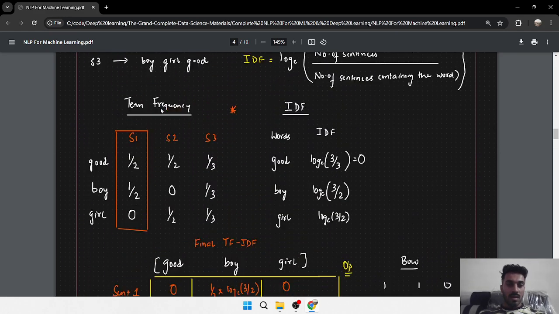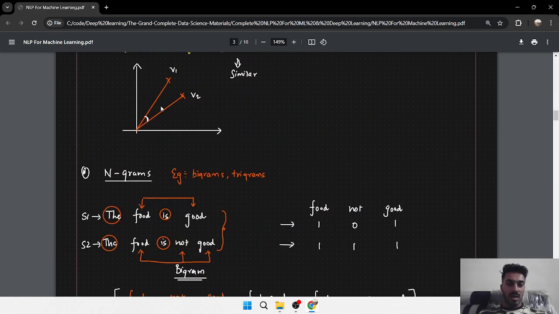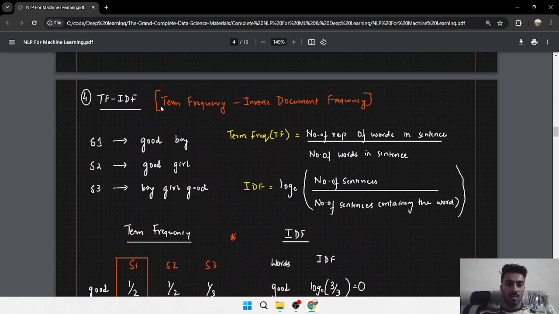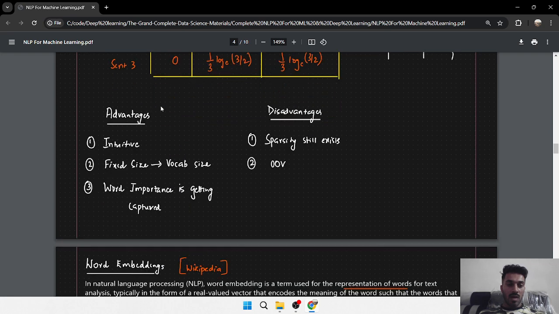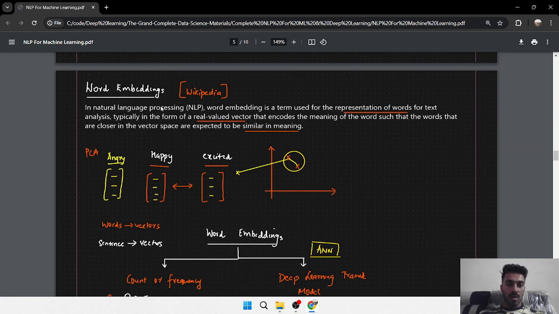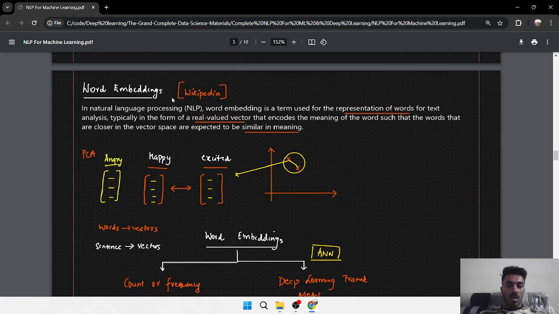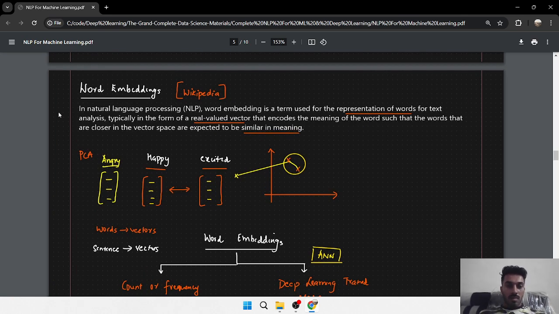We have done all of this text pre-processing and everything, and also we have done TF-IDF, term frequency inverse document frequency. And today we are talking about word embeddings. So what is word embedding? Basically, in natural language processing, word embedding is a term used for the representation of words for text analysis, typically in the form of a real valued vector that encodes the meaning of a word, such that the words that are closer in vector space are expected to be similar in meaning.